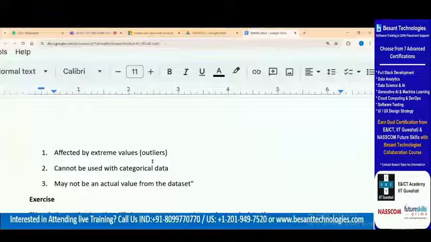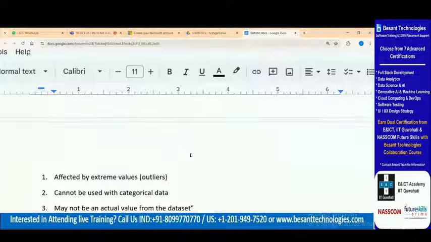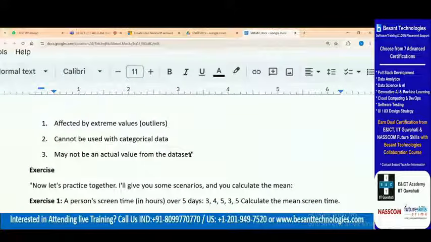Disadvantages of the mean: as I told already, if there is any outlier, meaning values that differ from the other values, this mean is not suitable to use. It also cannot be used with categorical data. For example, if your data set is about whether it is raining today or not, with values like yes or no, then in that categorical type of data, the mean is not used.